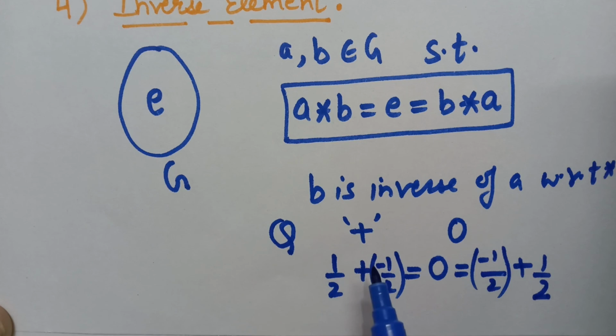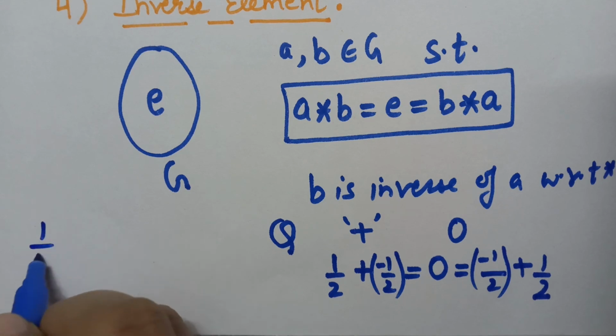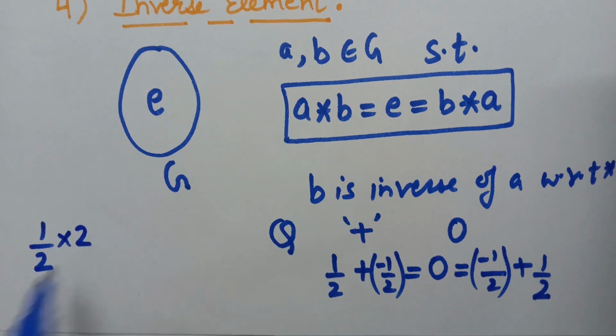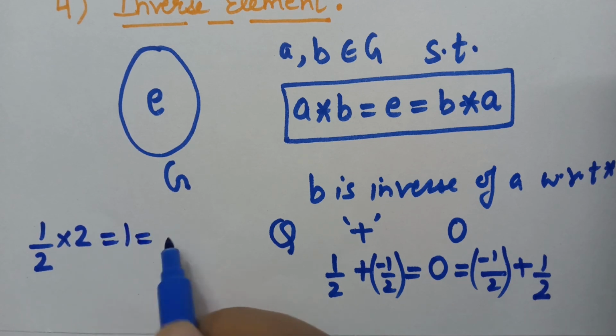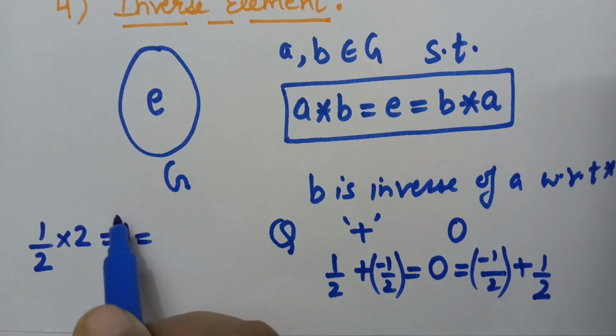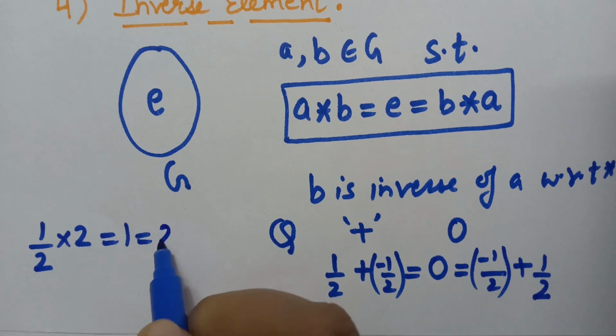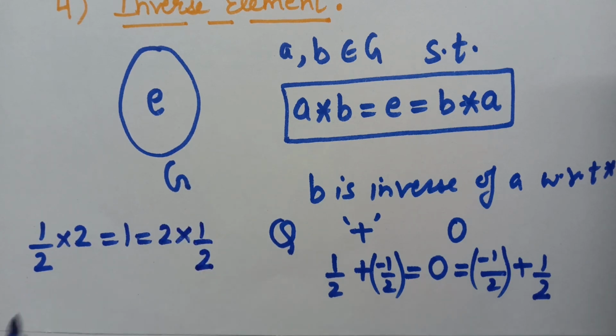So minus 1 by 2 is inverse of 1 by 2 with respect to addition, and therefore this will be called additive inverse. And if we consider the binary operation multiplication on this same set, then the inverse would be 2, and 2 will be multiplicative inverse, because in that case multiplicative identity would be 1, and when 2 is multiplied with 1 by 2 in any order we get 1. Therefore 2 is multiplicative inverse of 1 by 2. Followed? So that's all for today.